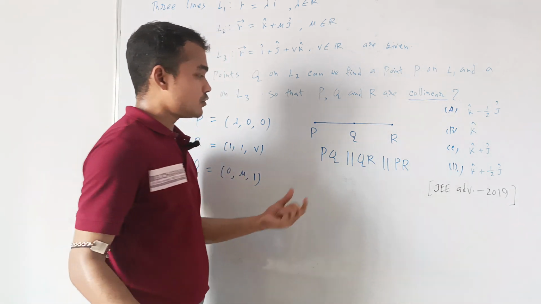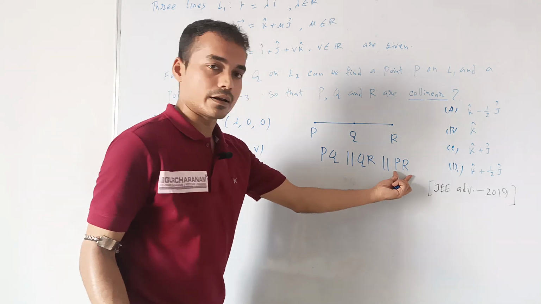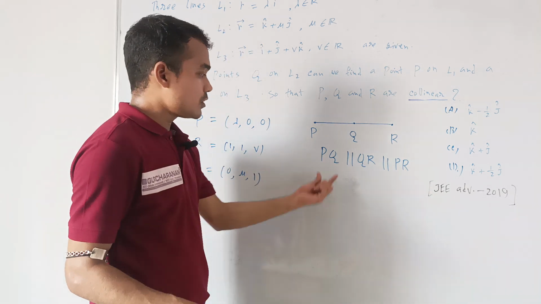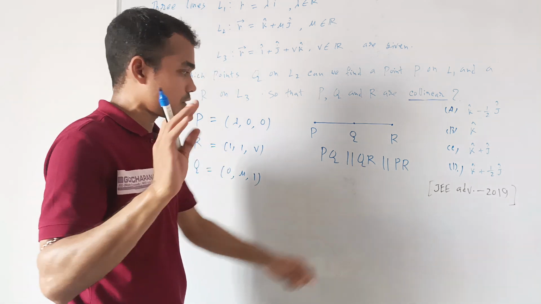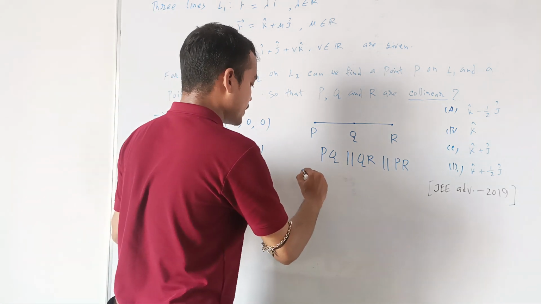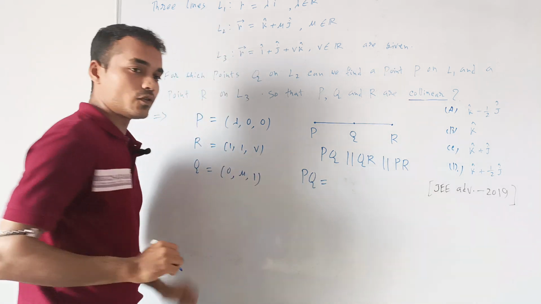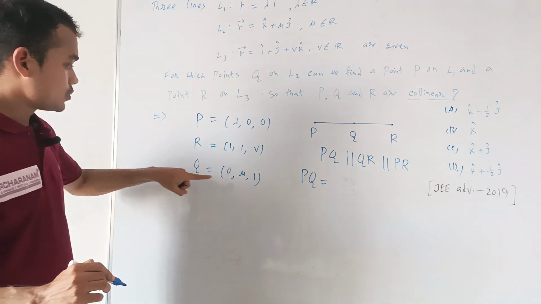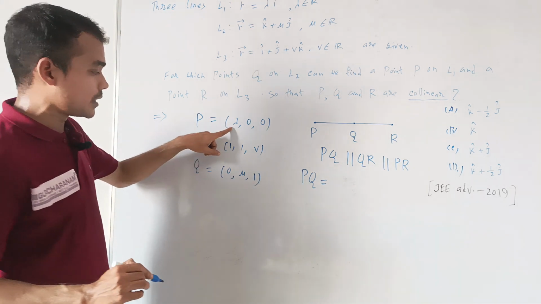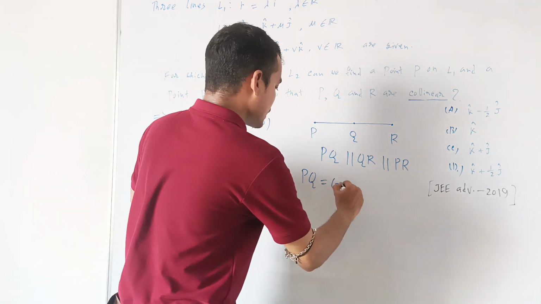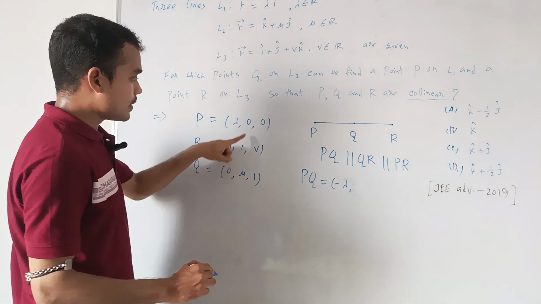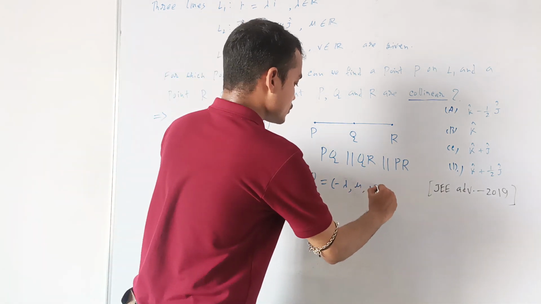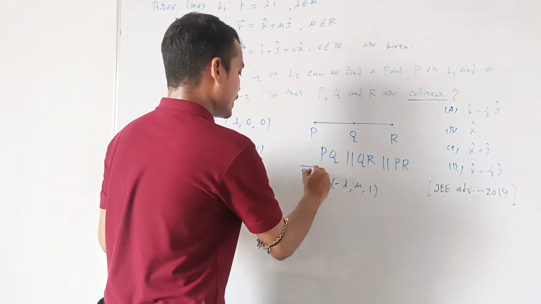Now here we actually use PQ is parallel to PR. If we use QR parallel to PR, this is also okay. If you use PQ parallel to QR, this is also okay. Here I first find the PQ vector. So what is the PQ vector? PQ means OQ minus OP, that means Q minus P. So Q is here, P is here. So 0 minus lambda means minus lambda, mu minus 0 means mu, and 1 minus 0 means 1. This is the PQ vector.